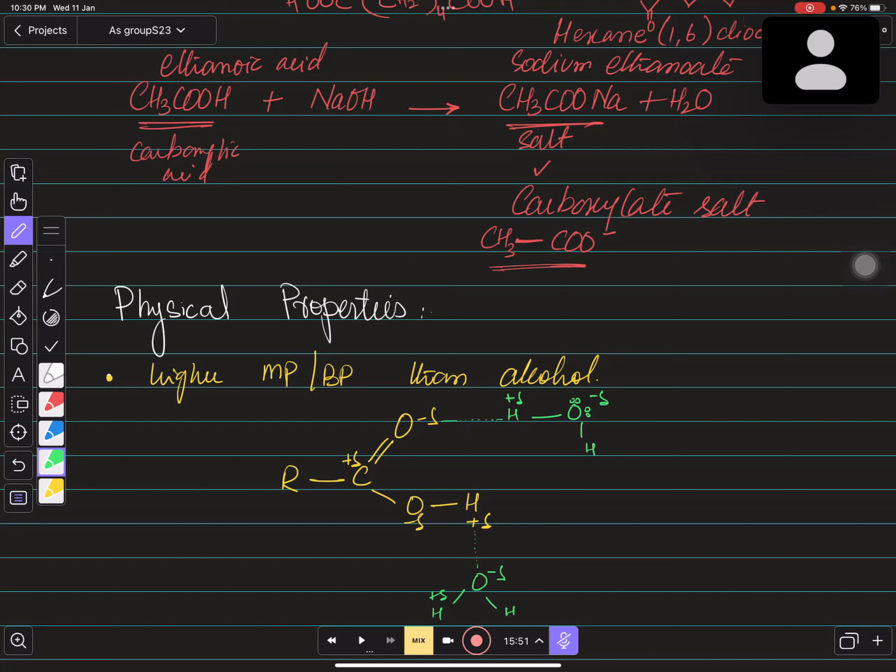So you can see that a single carboxylic acid can form hydrogen bonding 2 times. If you talk about alcohol, it was a single hydrogen bond. So that is why the hydrogen bonding is a little stronger here, and that is why the melting and boiling points would be higher here as well. Right, everyone?